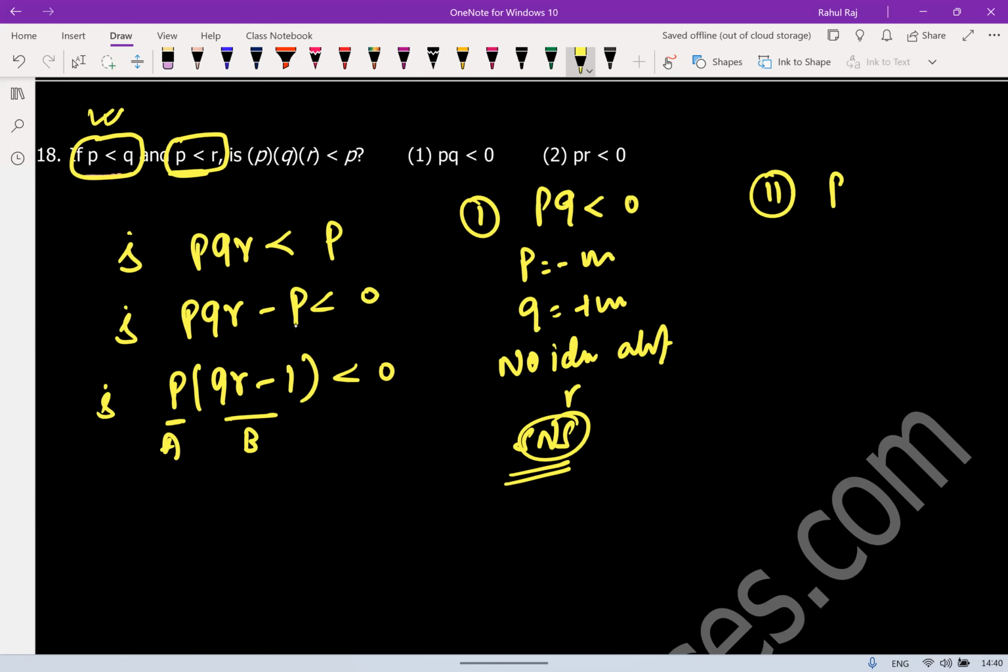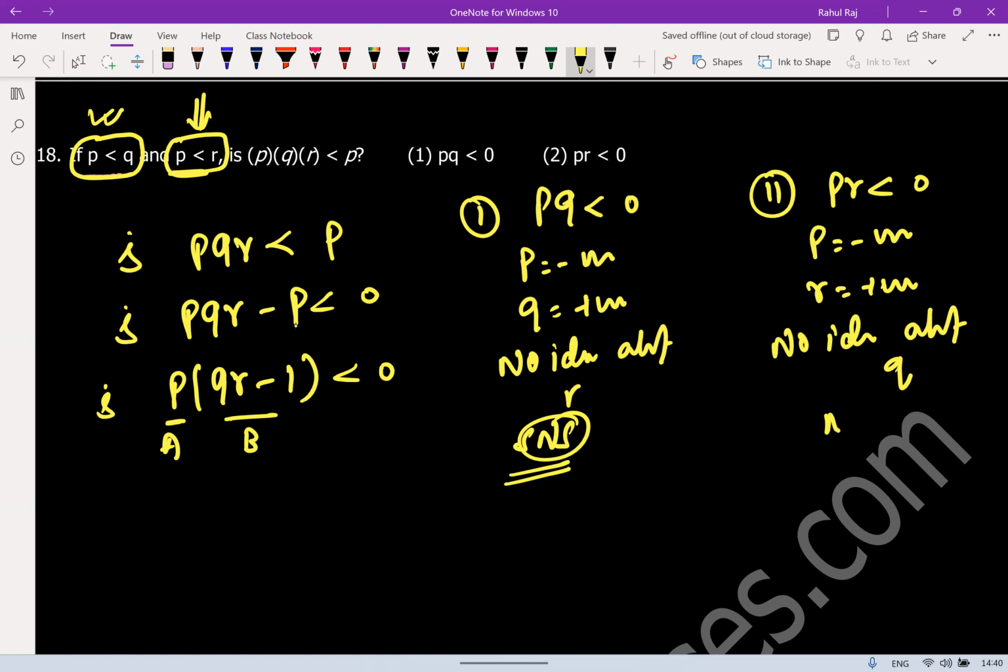Second says PR is less than 0. What I know here in the question is that P is less than R, which simply means that P is negative and R is positive. Am I right? Because the information says P is less than R, statement number 2 says PR is less than 0. But from this, I have no idea about Q. I can say this is not sufficient, straightforward logic. Because if I don't know the sign of Q, it is tough for me to say that P into QR minus 1 is positive or negative. I don't know about it.